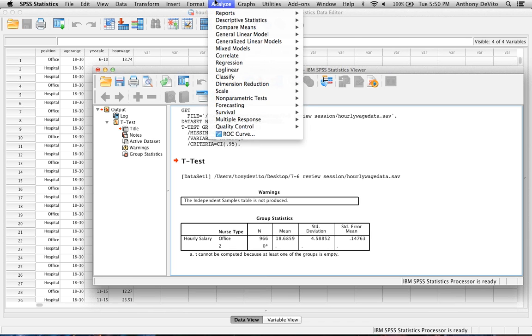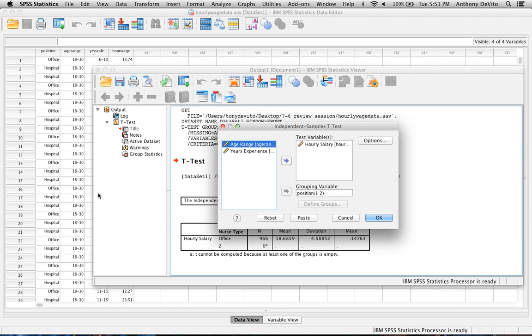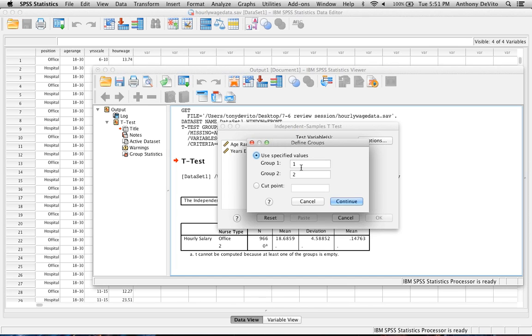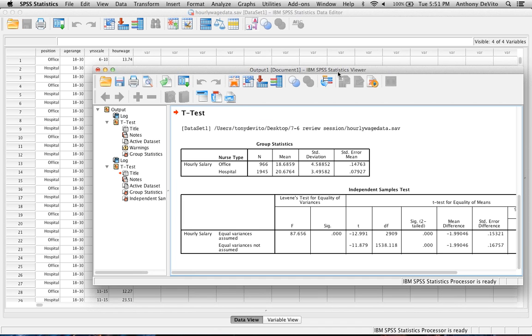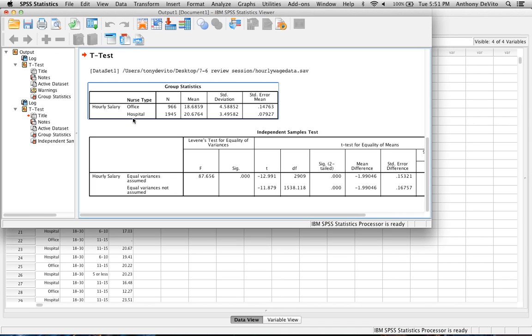I'll do it again. Analyze, compare means, independent samples t-tests. I could have looked it up if I went into the variables view, except this time I'm going to change this, and I'm going to define the groups as 0 and 1. Doesn't matter which one I put first. And say OK. It worked that time. Okay, so it compared the hourly salary of this group, 966 people, to this group, 1,945 people. One was 18.68 an hour mean, the other was 20.67 average.